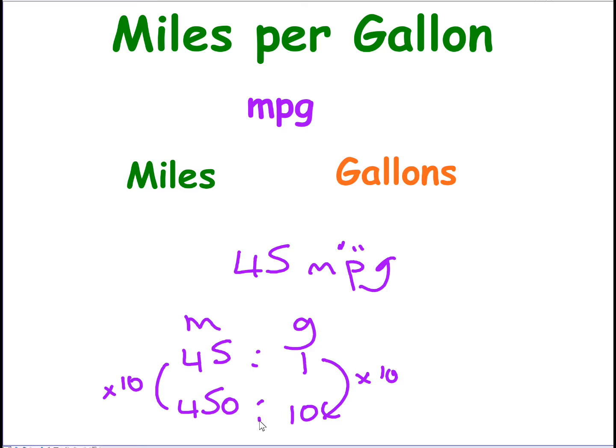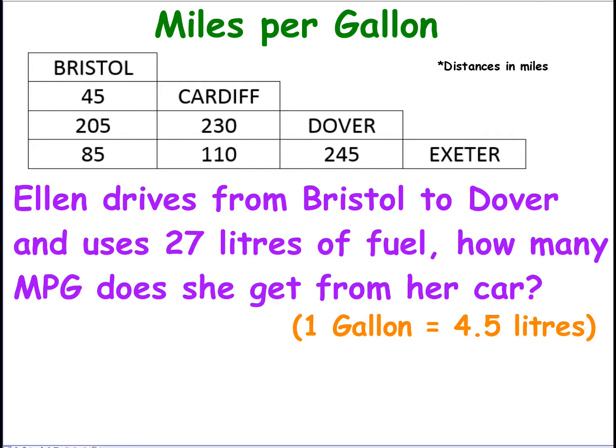So I don't have to remember triangles to do compound measures. If I can do the ratio method, then I can convert anything. Here's a functional skills type question on miles per gallon. Ellen drives from Bristol to Dover, and it's 205 miles. How many miles per gallon does she get if she uses 27 litres of fuel?